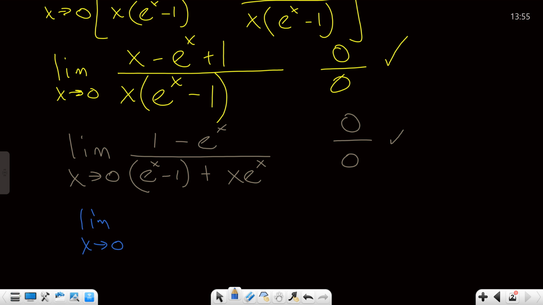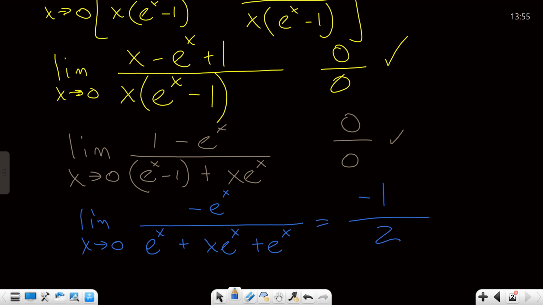Limit as x approaches 0 of negative e to the x over e to the x plus x e to the x plus e to the x. I think I did that correctly. That's e to the x. The one goes away. That's a product rule. Derivative of the second times the first plus derivative of first times the second. Oh boy. Not an indeterminate form. 0 is 1 plus 1 is 0. Oh, I got a number. You got numbers. Let's go.